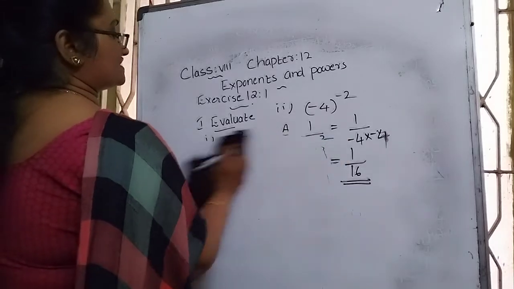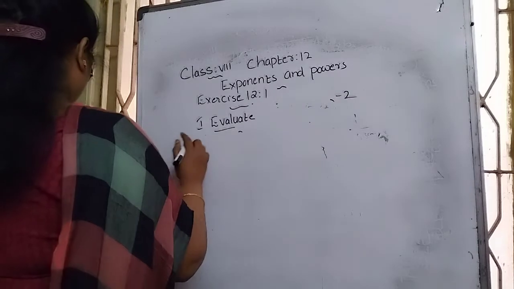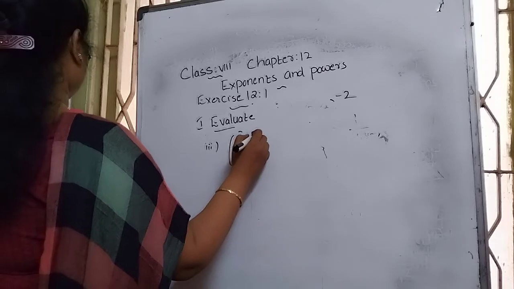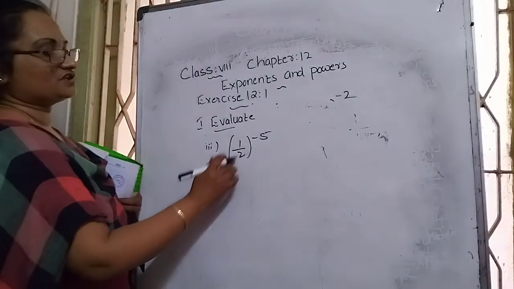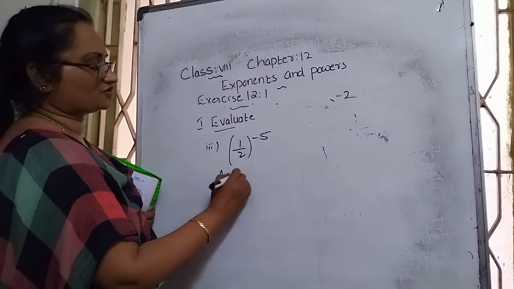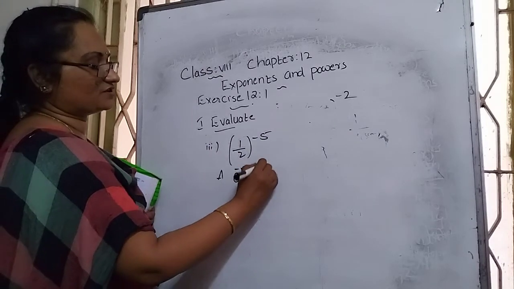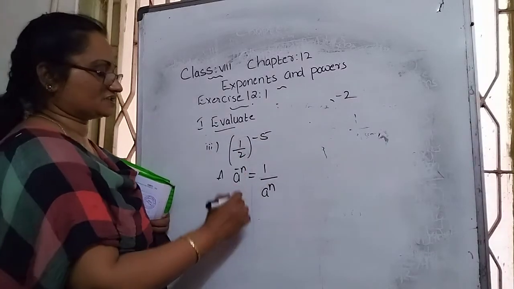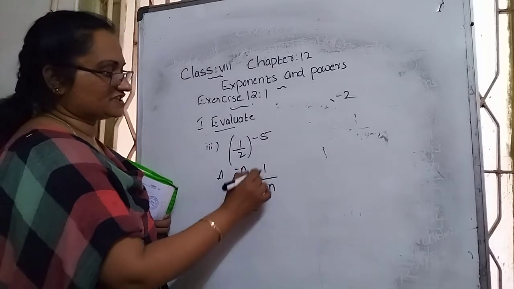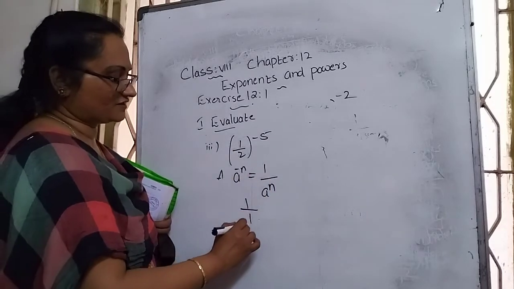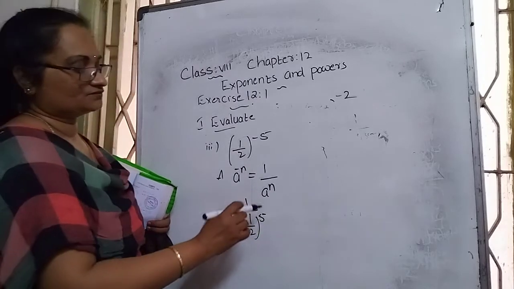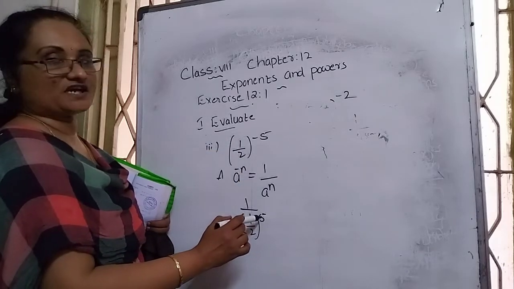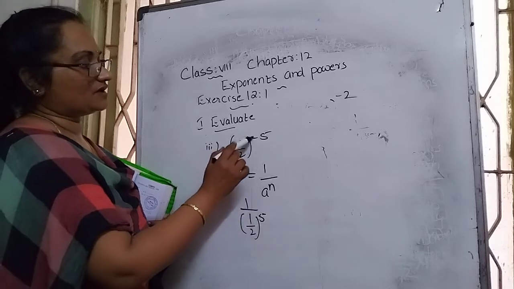Next, the third question is 1 by 2 whole power minus 5. Here also it is a negative power. How to remove it? Which rule? The a raised to minus n rule. We can express it as 1 by a raised to n. So here, 1 by this. What is the value of a raised to n? It is 1 by 2 raised to 5. Here the base is 1 by 2 and the power is 5.